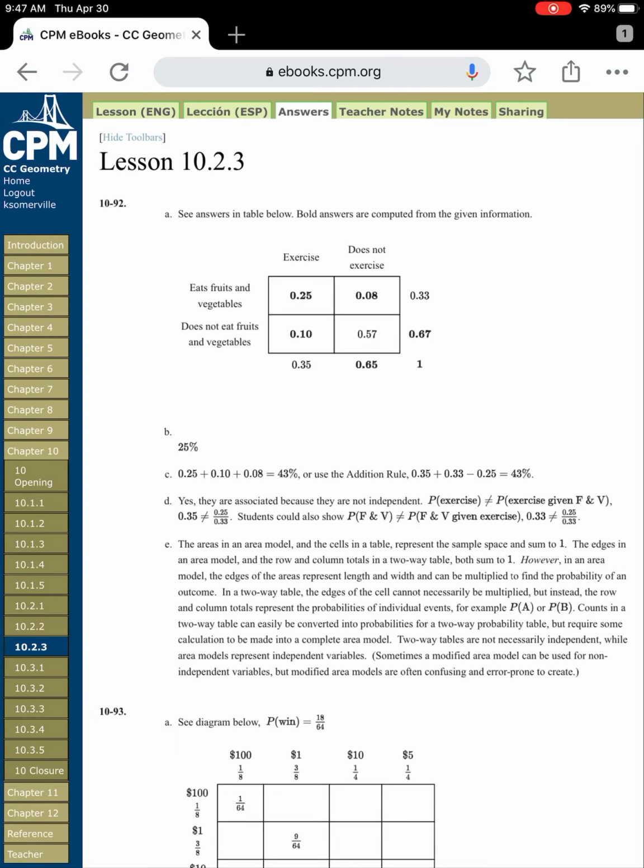So when they ask what the probability is that a freshman in this study exercises regularly and eats 5 servings of fruits and vegetables each day, you just need to find that area in your two-way table. So you look for exercise, you look for eats fruits and vegetables, where they overlap. I see there's a 0.25 decimal written in there, which means there's a 25% probability that you do both of those if you're a freshman.